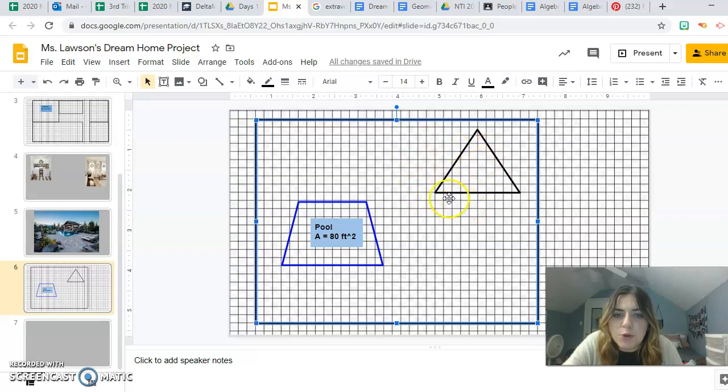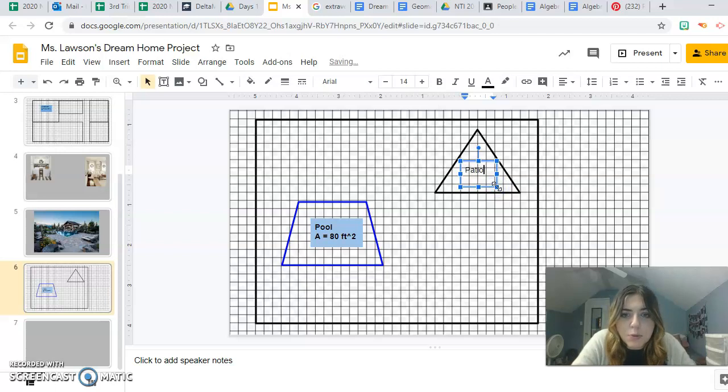Okay, there we go. You have to count the base to find the area, which is 1, 2, 3, 4, 5, 6, 7, 8, 9, 10. Base of 10. The height would be from this point down to the base. So 1, 2, 3, 4, 5, 6, 7, 8. So I have to do 8 times 10, which is 80, divided by 2. Don't forget to divide the triangle by 2, which would be 40. So this is going to be a patio, and the area equals 40 feet squared.